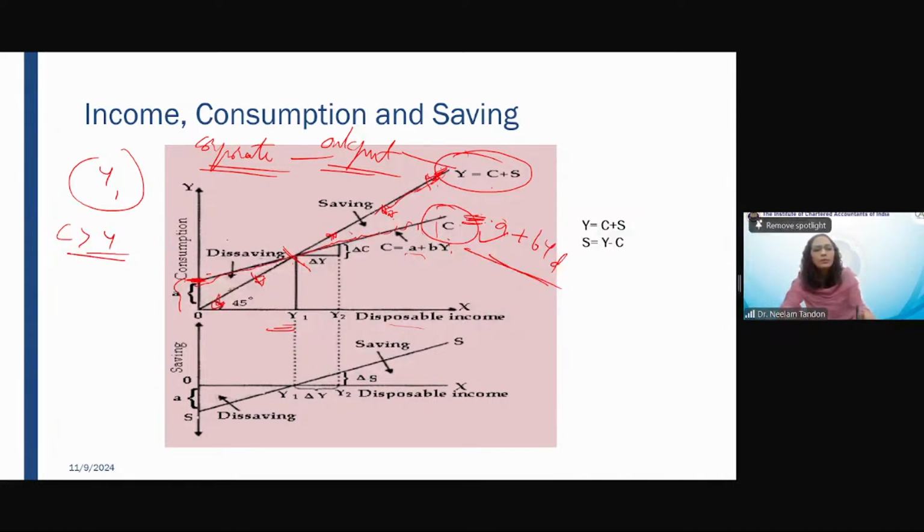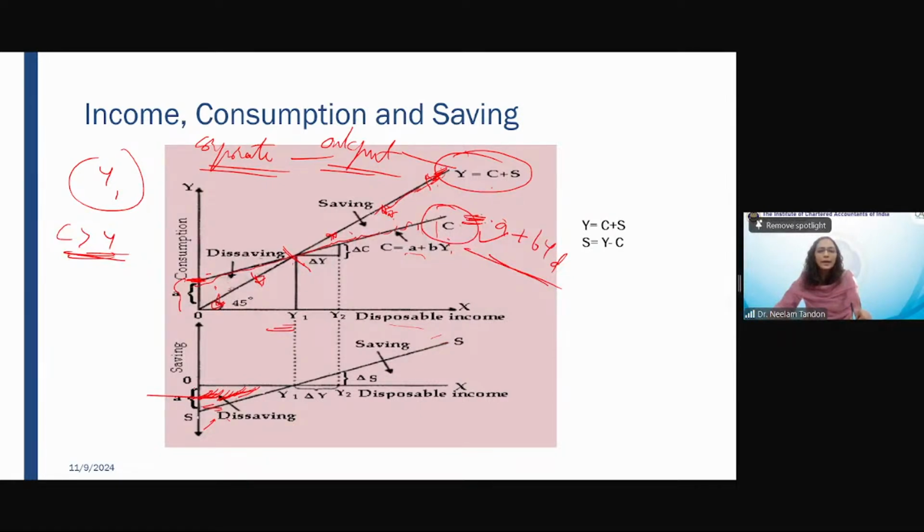So when you go for spending more than your income, country is spending more than its income, what will happen? You will be incurring this savings. So this is this savings, and this is the curve of savings. What will happen when you consume more? Here the consumption is more than income. That is why there's this savings. So this savings is depicted in the lower panel.